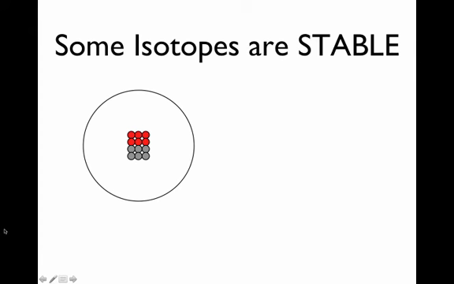Now, as far as isotopes are concerned, one thing that you need to know for this unit is that some isotopes are stable. And what I mean by stable is that, as an example, this is carbon-12. This is taken from the previous slide, and we know it's a carbon atom again because it has 6 protons. It's carbon-12 because it has 6 protons and 6 neutrons. This isotope of carbon, carbon-12, is stable.